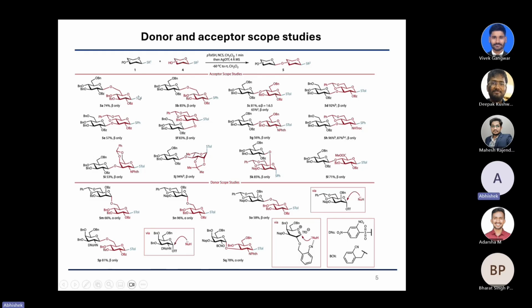Like there's this thiotoluene, thiophenyl somewhere, where he is varying this R1, R2. That's what I'm asking: why is the one SR1 reacting and SR2 is not reacting?